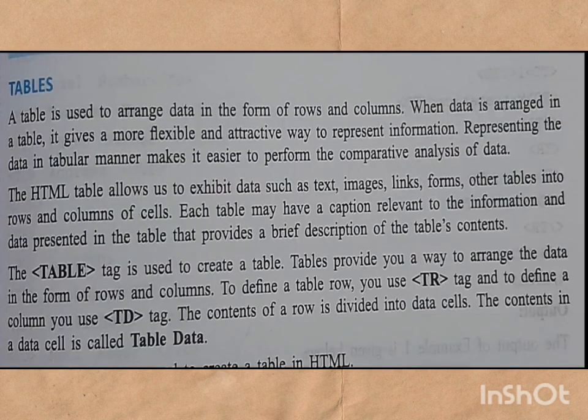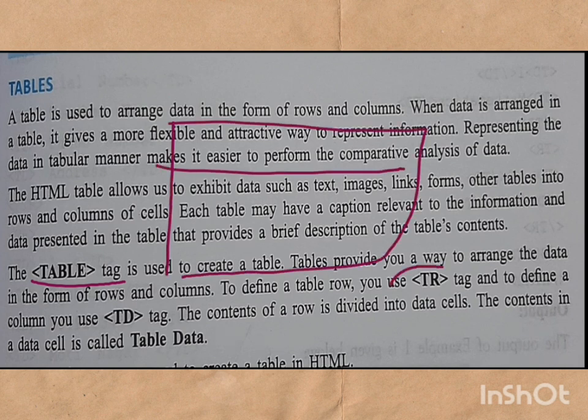So, class, table, you all know it is used to arrange data in the form of rows and columns. So, class, in HTML, how to create a table? For that, we have a tag named table. Now, how to create? Suppose this is my table. Now, first row I want to create. So, for that, tr. Now data I want to feed, first data, second data, third data. For that td tag is used.